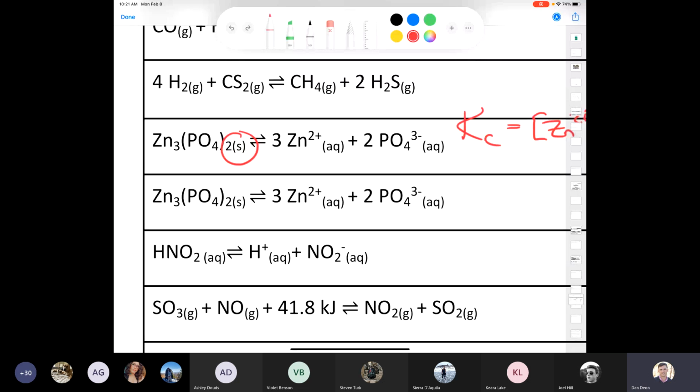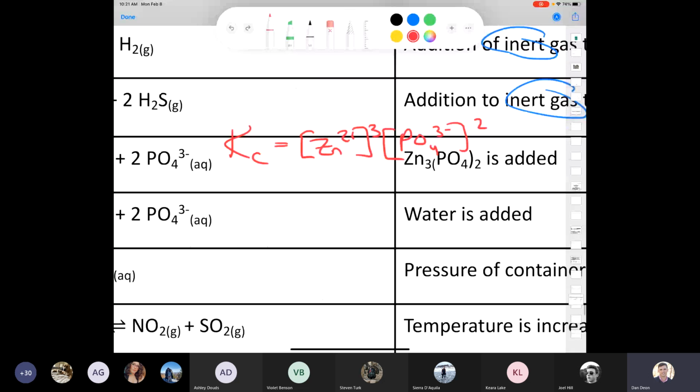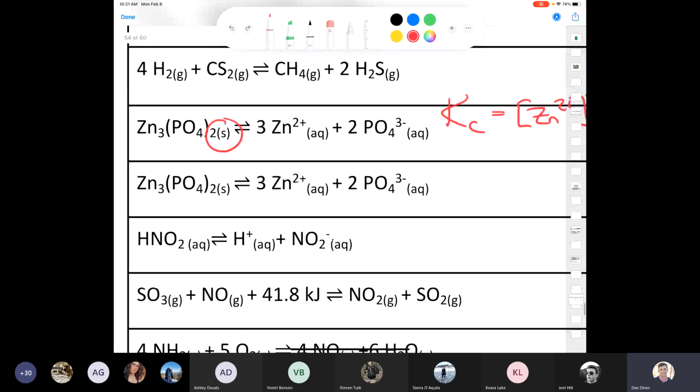Nobody's got the right answer yet. It's going to shift to the right. Why? Here's our Kc expression right here. If we're adding water and these are in aqueous phase, what's going to happen? Their concentrations are both going to decrease. You're going to decrease the concentration of zinc and you're going to decrease the concentration of the other ion. You're diluting it, so the reaction is going to shift to the right to compensate for that.